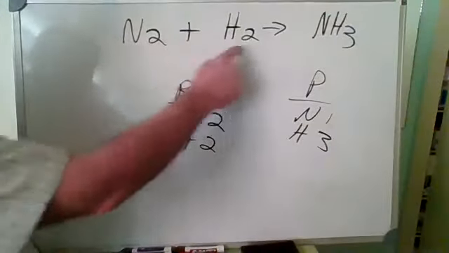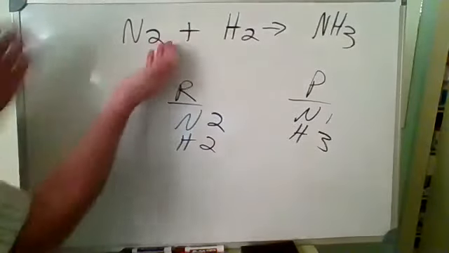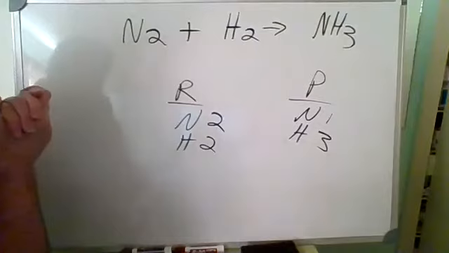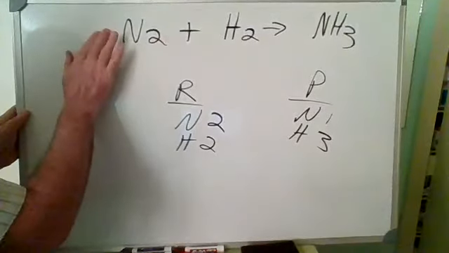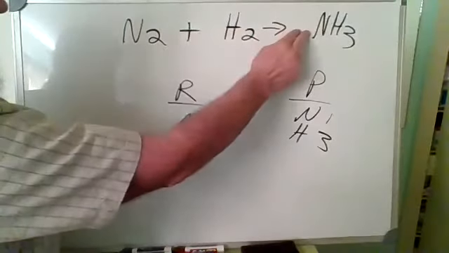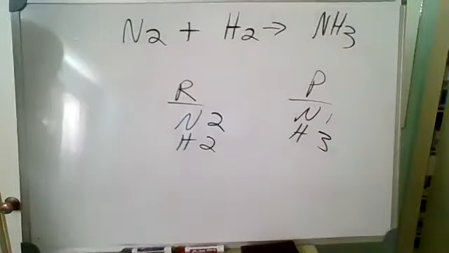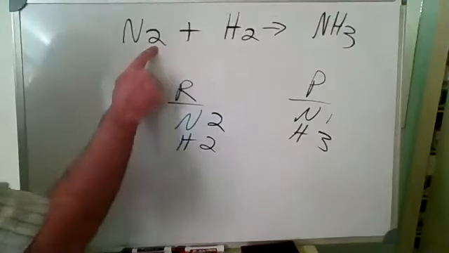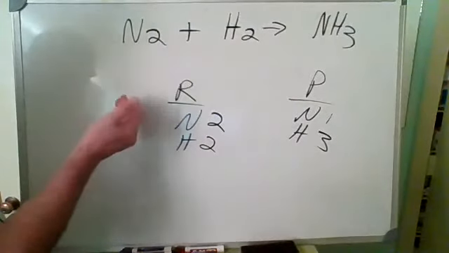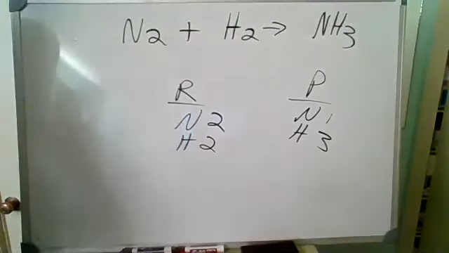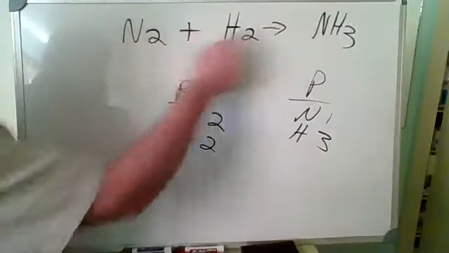We cannot change subscripts. The only thing we can do is put numbers in front, because there's a nitrogen molecule, N2. All I can do is put some number in front here, some number in front here, and some number in front here. That's the only thing I can do. If I change the subscript, I'm changing the chemical. Okay?